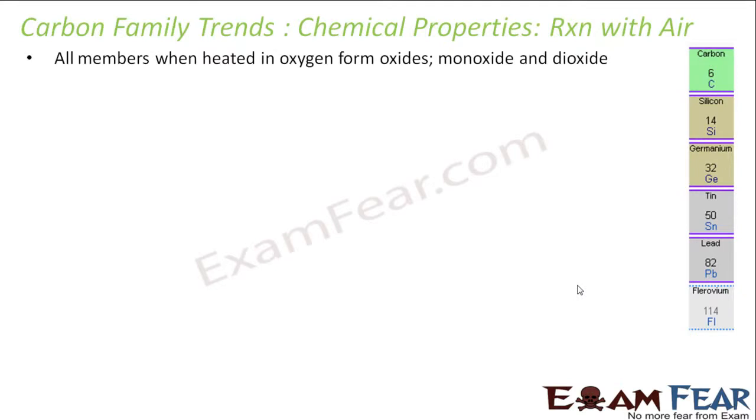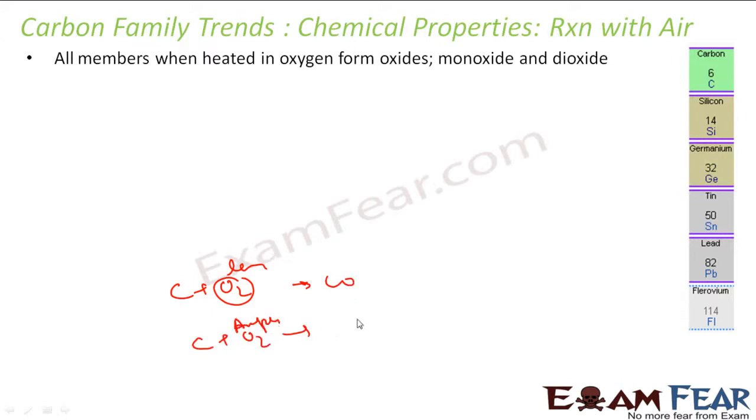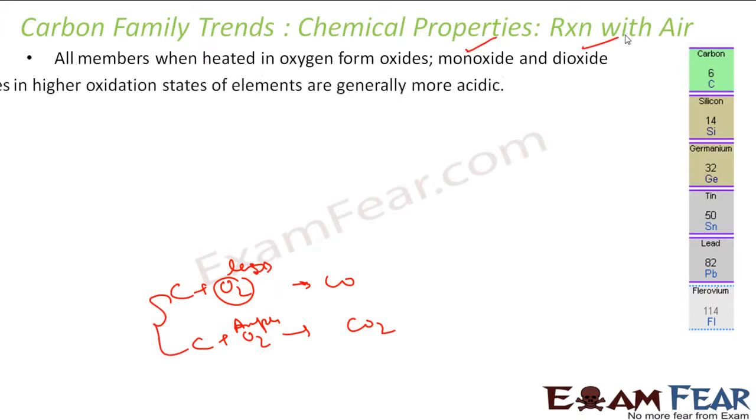The first property is that all the members, when heated with oxygen, form oxides, monoxides and dioxides. For example, carbon, when you heat it with limited oxygen, less oxygen, forms carbon monoxide. You heat carbon with ample oxygen, it will form carbon dioxide. So it forms monoxides and dioxides actually.